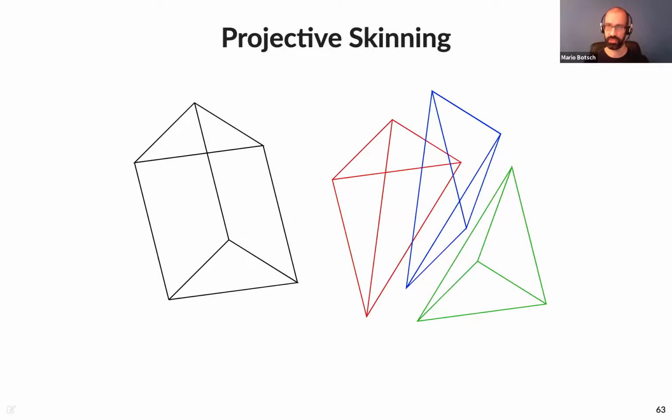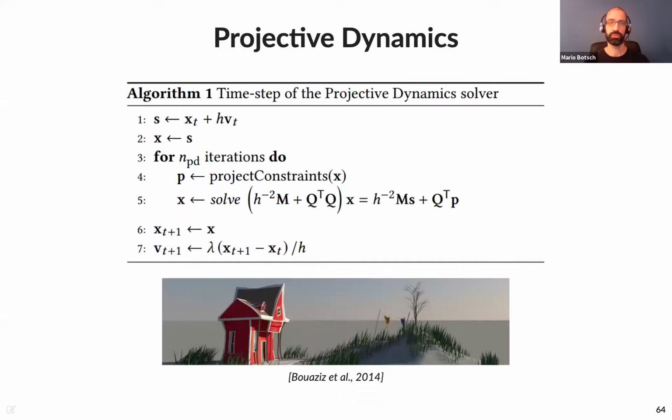The simulation has to be fast and has to be robust. So we use projective dynamics, which is a method by Bouaziz and colleagues in 2014. It's a really cool idea. I don't have time to go too much into detail. If you don't know it, check it out. It's really nice. The main idea is that you formulate your cost function, your energies, as deviation from constraints.